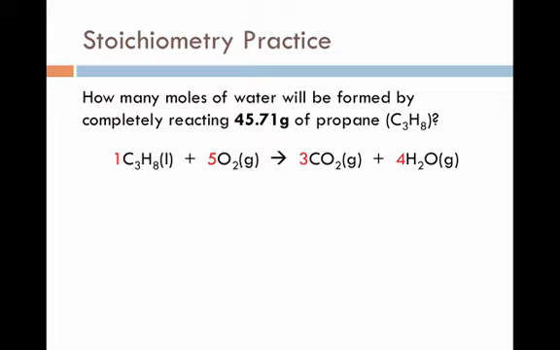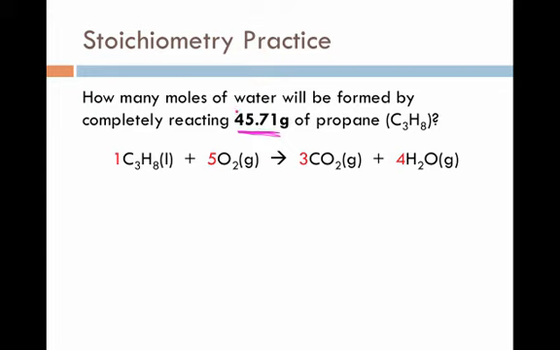How many moles of water will be formed by completely reacting 45.71 grams of propane? This is the same reaction we had from before, but instead of being told how many moles of propane we have, we are now told how many grams of propane we start with. And as a result of that, we have to do some extra work before we can use our mole-to-mole ratio. The process, however, is still the same.